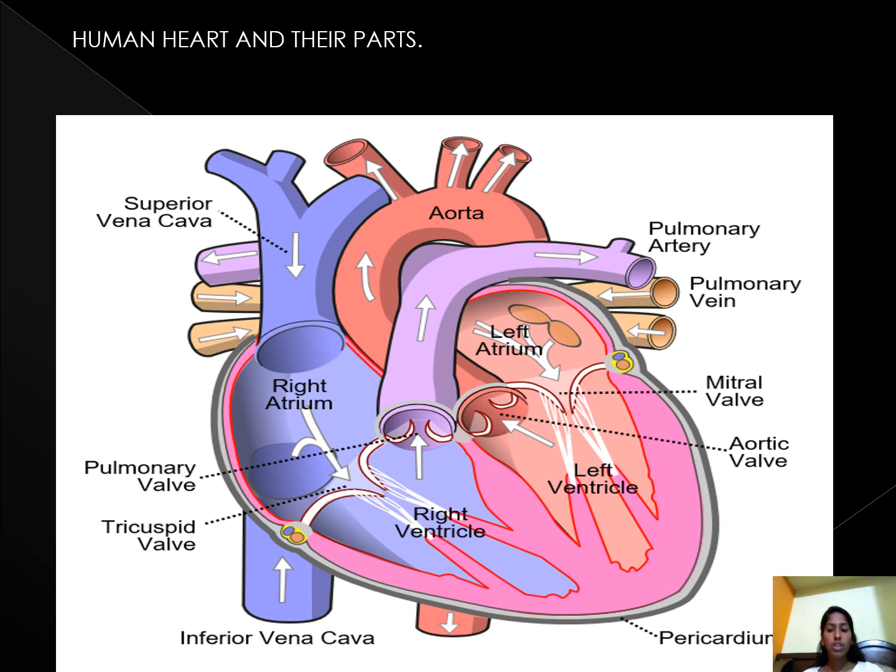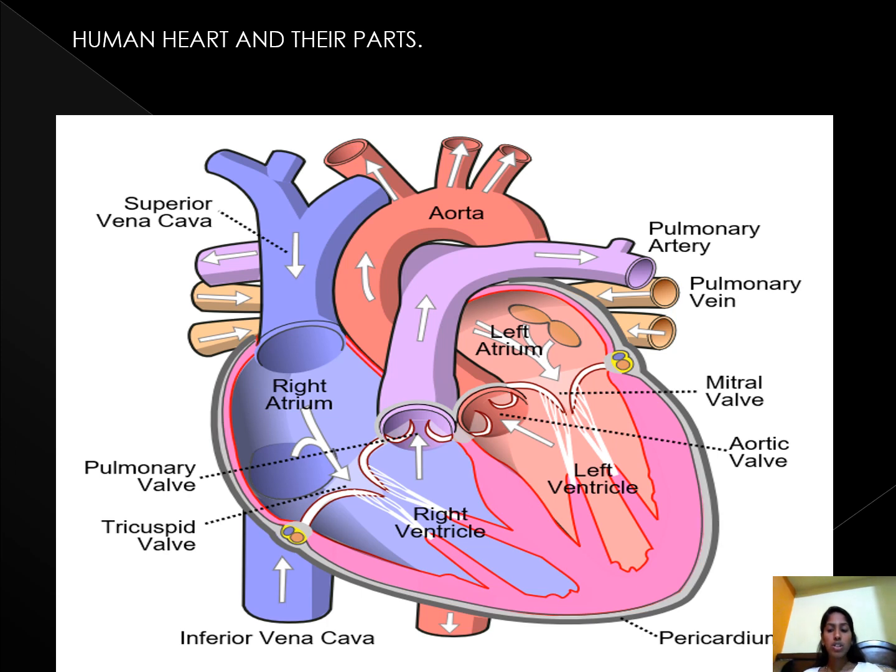Tricuspid valve, one of the four one-way valves that keeps blood moving properly through the various chambers, located between the right atrium and the right ventricle. The tricuspid valve is the first valve which blood encounters as it enters the heart.